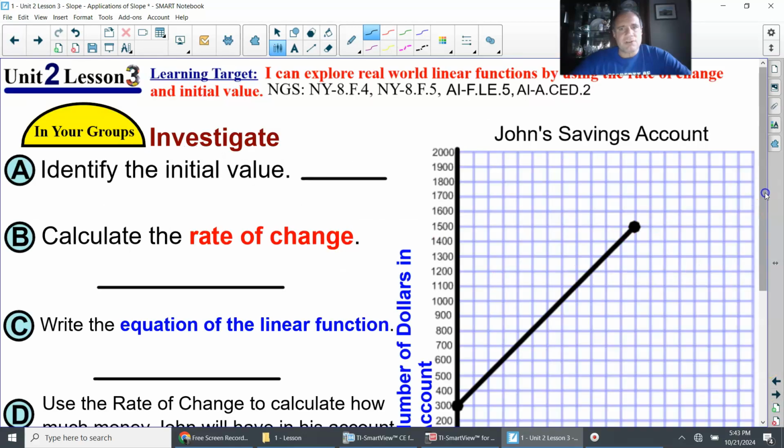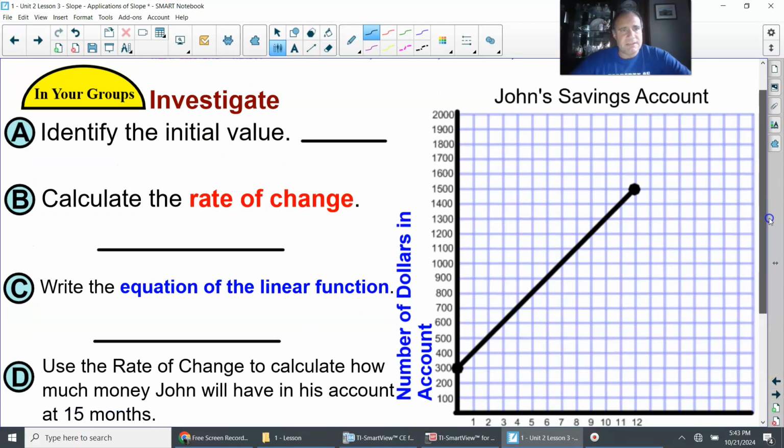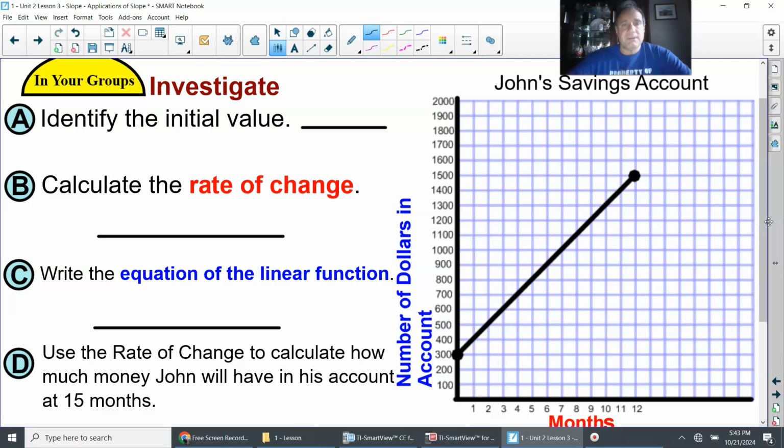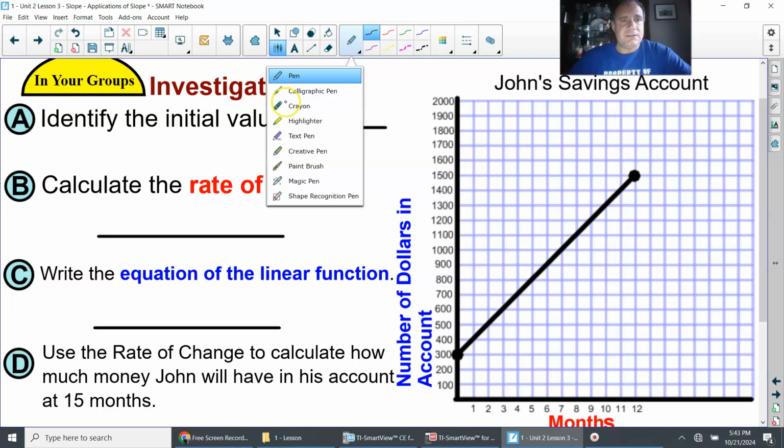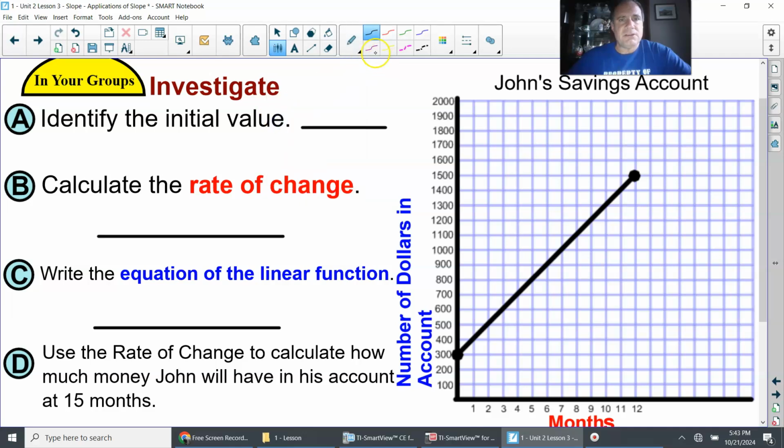So we're talking about John's savings account here. We're going to investigate the initial value. Remember we said the initial value is where the line starts. So if we have something start right here, that is the y-intercept. That is the starting point. That is the initial value. So the b equals 300. The initial value is the b, and you just put that down.